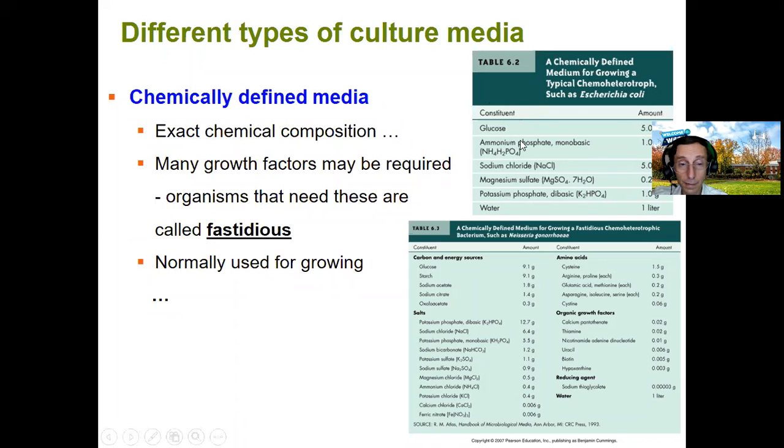These chemically defined media are usually used for autotrophs because they are simpler to grow. You just need a carbon source, glucose, an energy source, glucose, a phosphate source. This is so we make the correct osmolality. This is the sulfur source, the magnesium source, and the phosphate source. And then everything else for the autotroph you can get from the air.